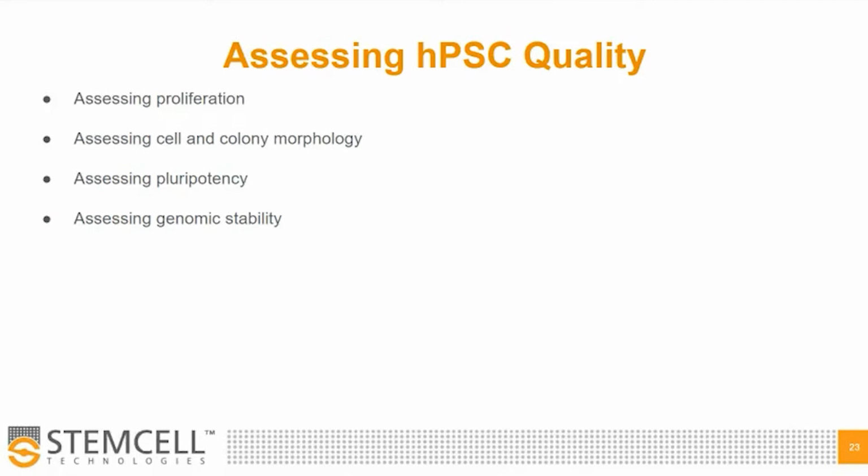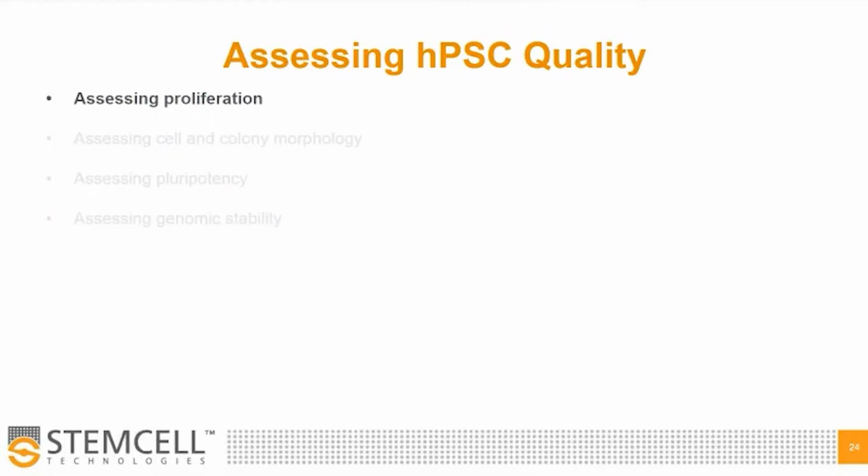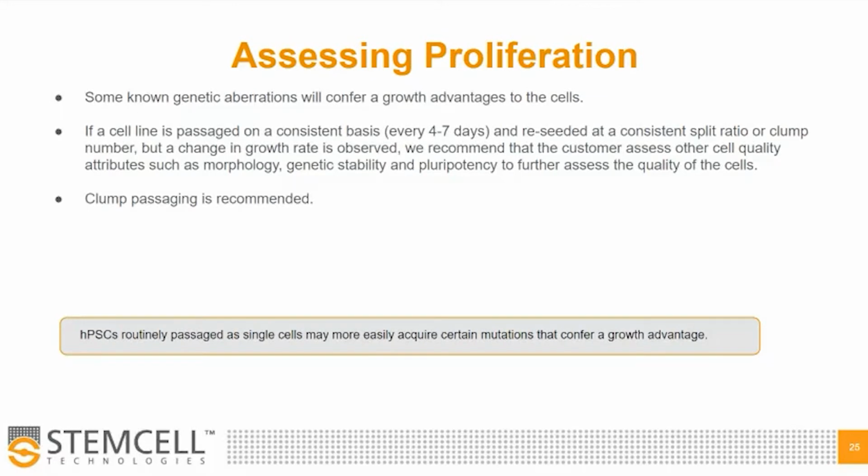In order to assess hPSC quality, we need to assess proliferation, cell and colony morphology, pluripotency, and genomic stability. Let's begin by how to assess proliferation. It is now known that some genetic aberrations that occur in hPSCs confer a growth advantage to the cell.